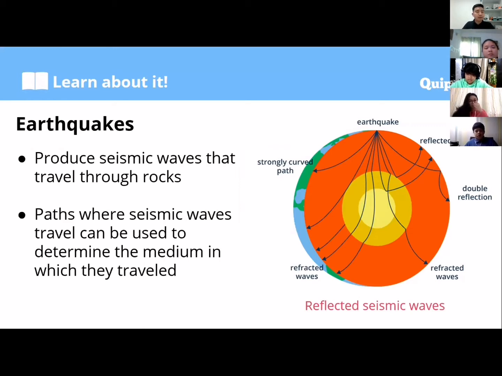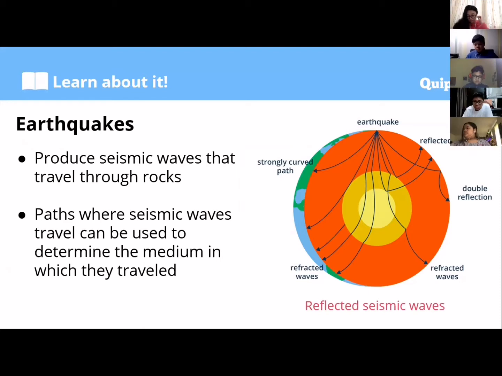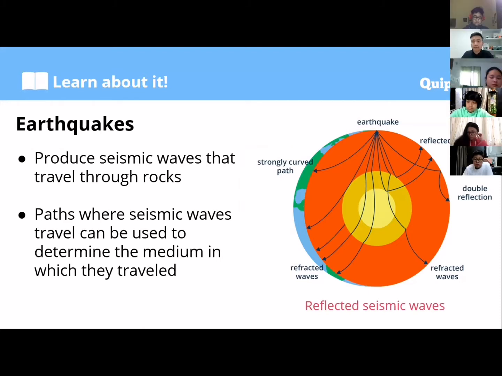Sige, so makita niyo dito the definition of an earthquake. Pero can you give a much more understandable na definition? What is earthquake? May nag-advance study ba sa inyo? What is earthquake?